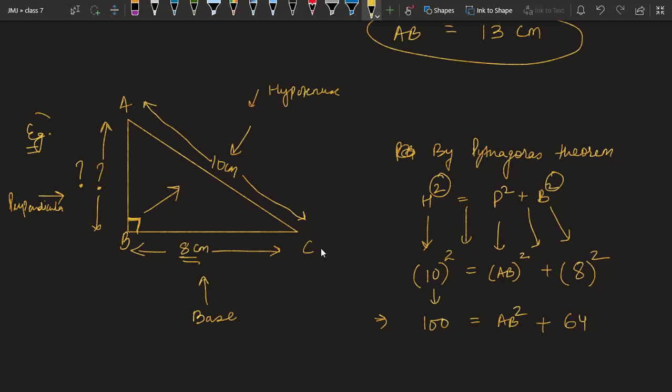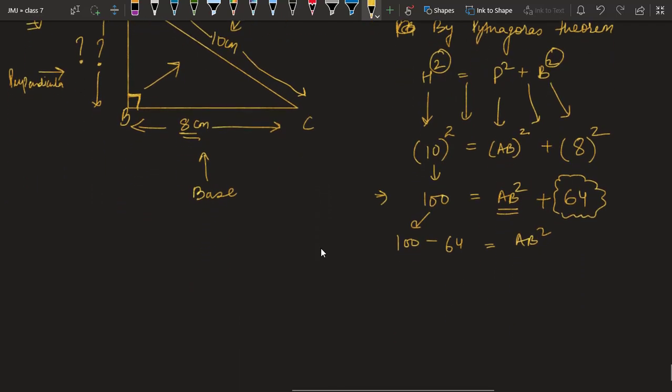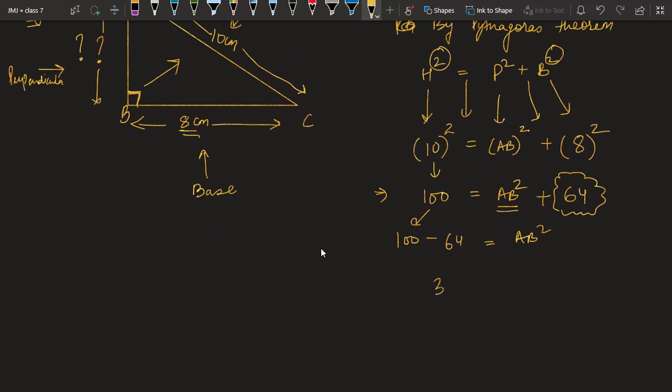Now we have learned in chapter number 4, whatever you want to find, you have to isolate it. You have to make it alone on that particular side. So I will make this AB square alone on the right hand side. That means I will have to take the 64 to the left hand side. So AB square will become, here we have already 100. This 64 is positive over here, it becomes negative on the left hand side. So we have got 100 minus 64, that is 36, is equal to AB square.